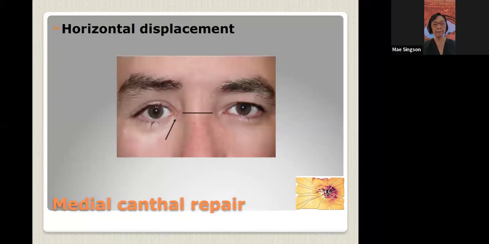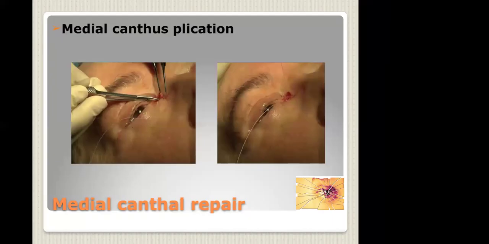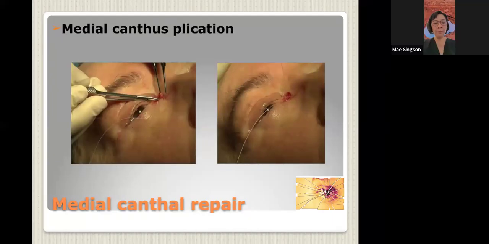Next, please. Here is an example of a horizontal displacement wherein the medial canthus this time is the one that is completely displaced. Next, please. And what we usually do is what we call a medial canthal repair or medial canthus plication.